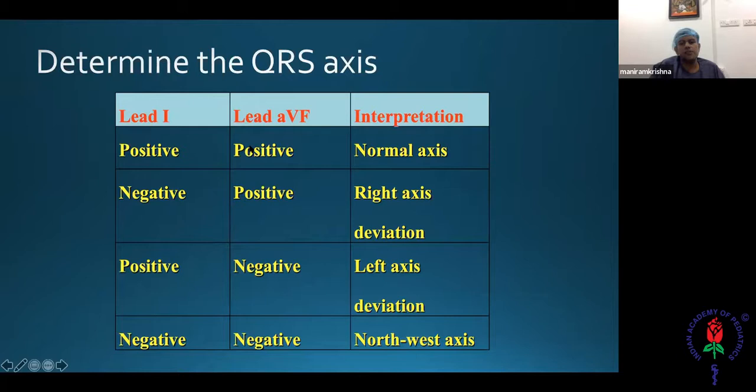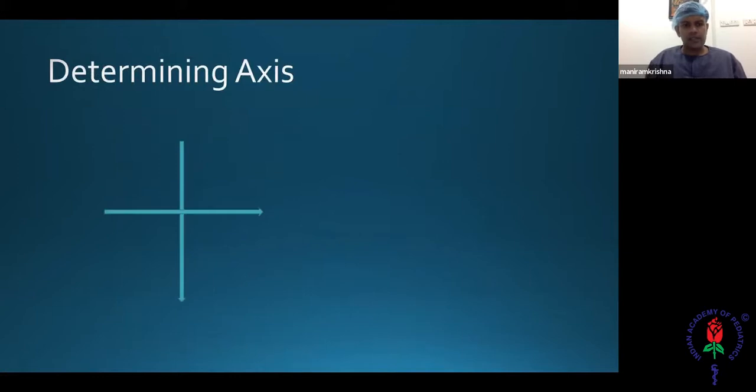If the QRS complex is predominantly positive in both lead one and lead AVF, then that is said to be a normal axis, which is what you expect in everyone. If it is negative in lead one and positive in lead AVF, then we call it right axis deviation. If it is positive in lead one and negative in AVF, we say it is left axis deviation. And whenever it's negative in both, it's extreme axis deviation, or what cardiologists will call northwest axis. I think you'll understand it better on the graph chart, which we'll come back to.